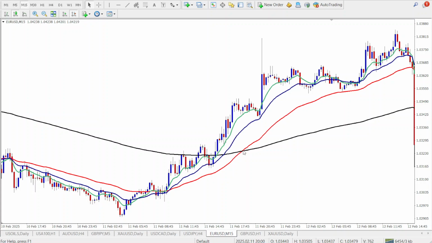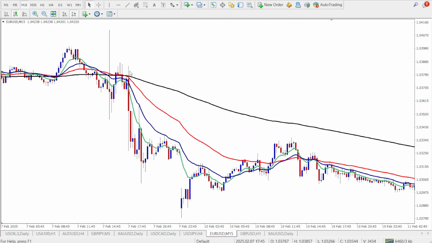You can use both the dead cross and the golden cross to spot potential trend shifts. For example, here we had a golden cross when the 50 EMA crossed above the 200 EMA. Here we had a dead cross when the 50 EMA crossed below the 200 EMA. Next up is the relative strength index, or the RSI.